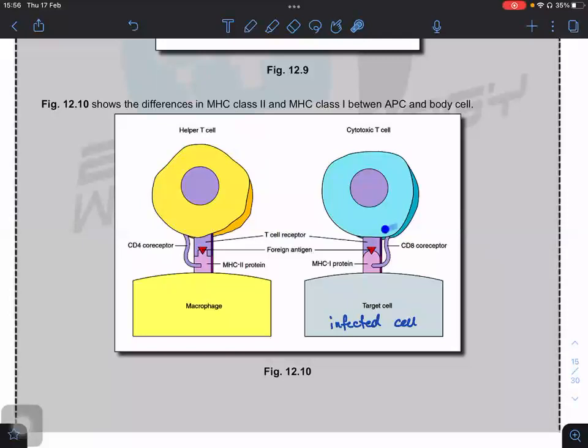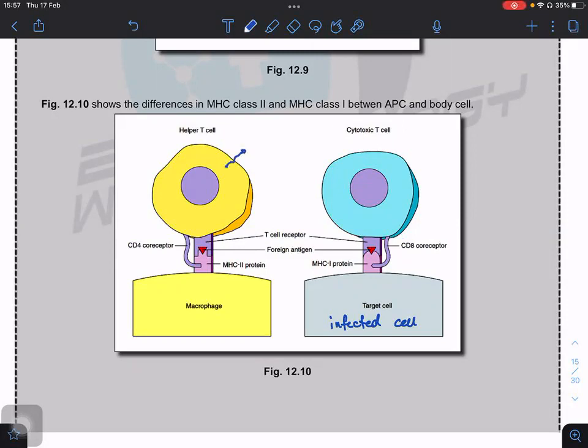So they have the ability to present the foreign antigen, or non-self antigen. Both helper T cells and cytotoxic T cells have the T cell receptor. Can you see that? T cell receptor. And the helper T cells will have this CD4 co-receptor, which only recognizes MHC class 2 protein. Cytotoxic T cells have the CD8 co-receptor, which can only recognize the MHC class 1 protein. This is very, very important because there are two different roles here.